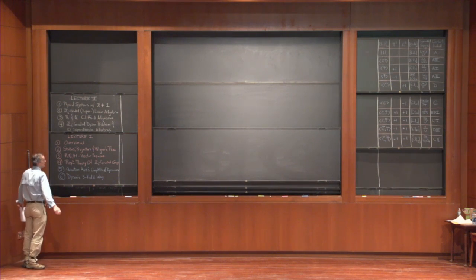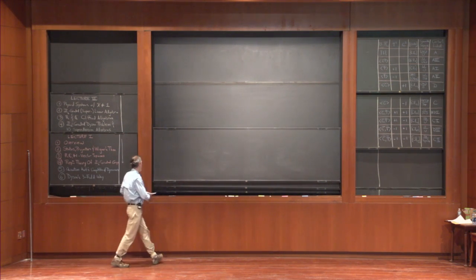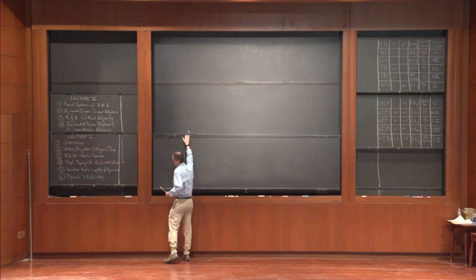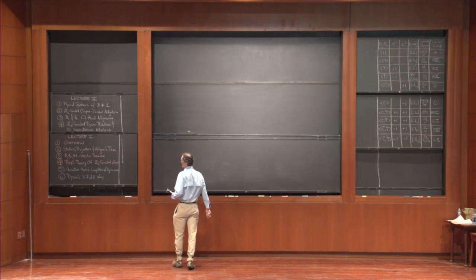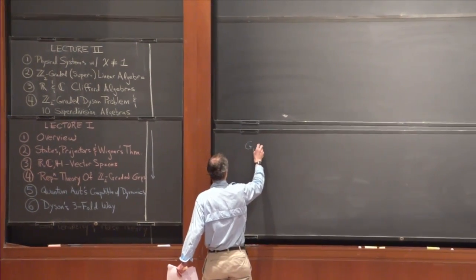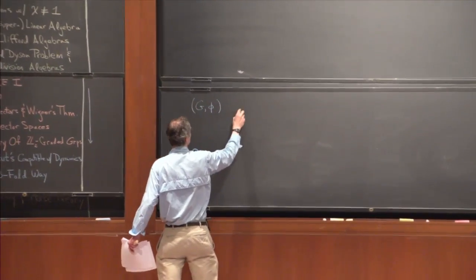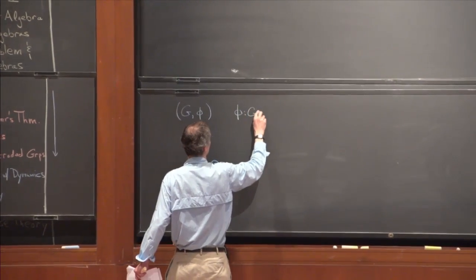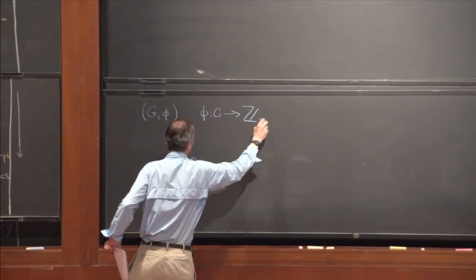What's actually realized in this system is a phi-twisted central U1 central extension of a group G. So remember that a group is Z2 graded just means that there's a homomorphism from G into Z2. Sorry, Nadi. Let me try and make it bigger.